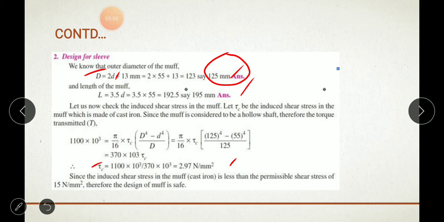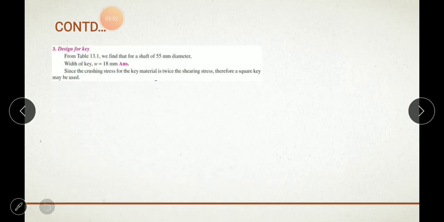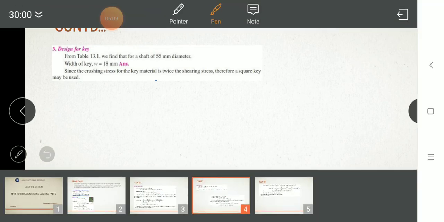Fine, so let's move to the next. We'll find the design of the key now. For finding the design of the key, you should first find the dimensions of the key, and you can get them depending upon the diameter of the shaft. There is a table in the data handbook corresponding to the diameter of the shaft. You will have the width and the thickness of the key.